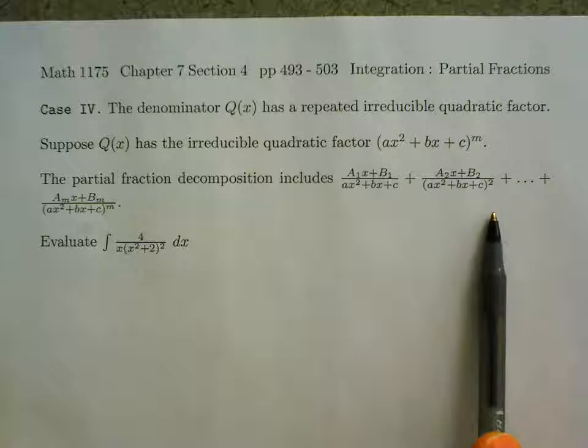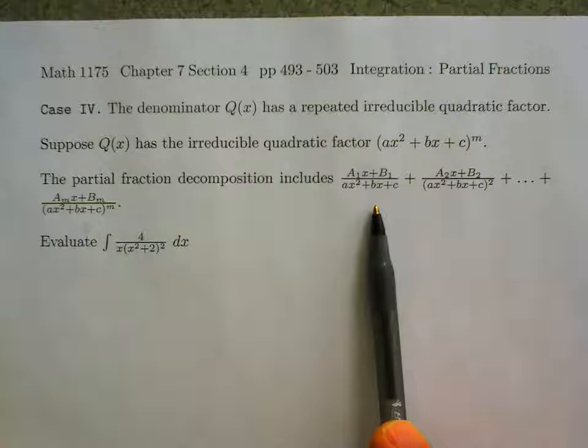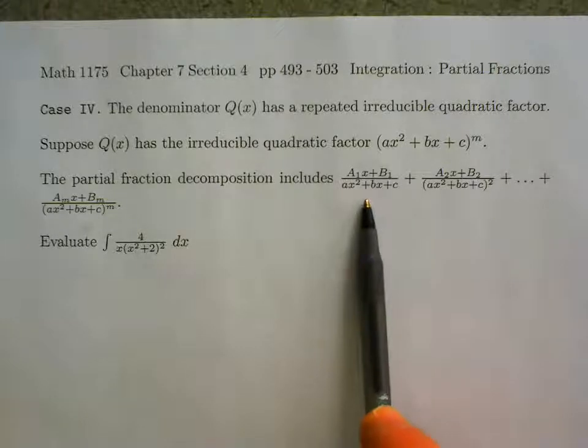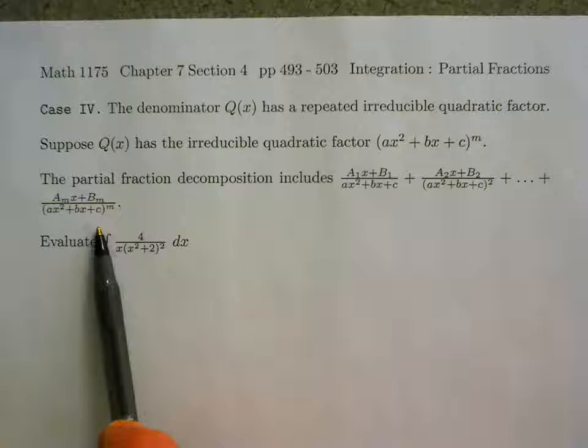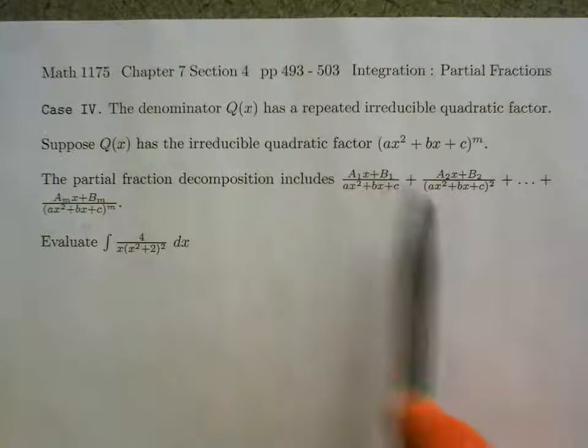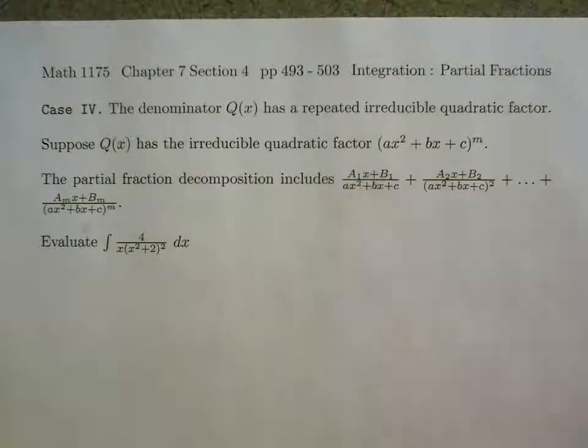And so the partial fraction decomposition will include m terms. Notice that the first term has the denominator ax squared plus bx plus c to the first. The second term has a denominator of the quantity ax squared plus bx plus c to the second, and so on. And then each of the numerators is of linear form. The first numerator is a sub 1 times x plus b sub 1, and so on.